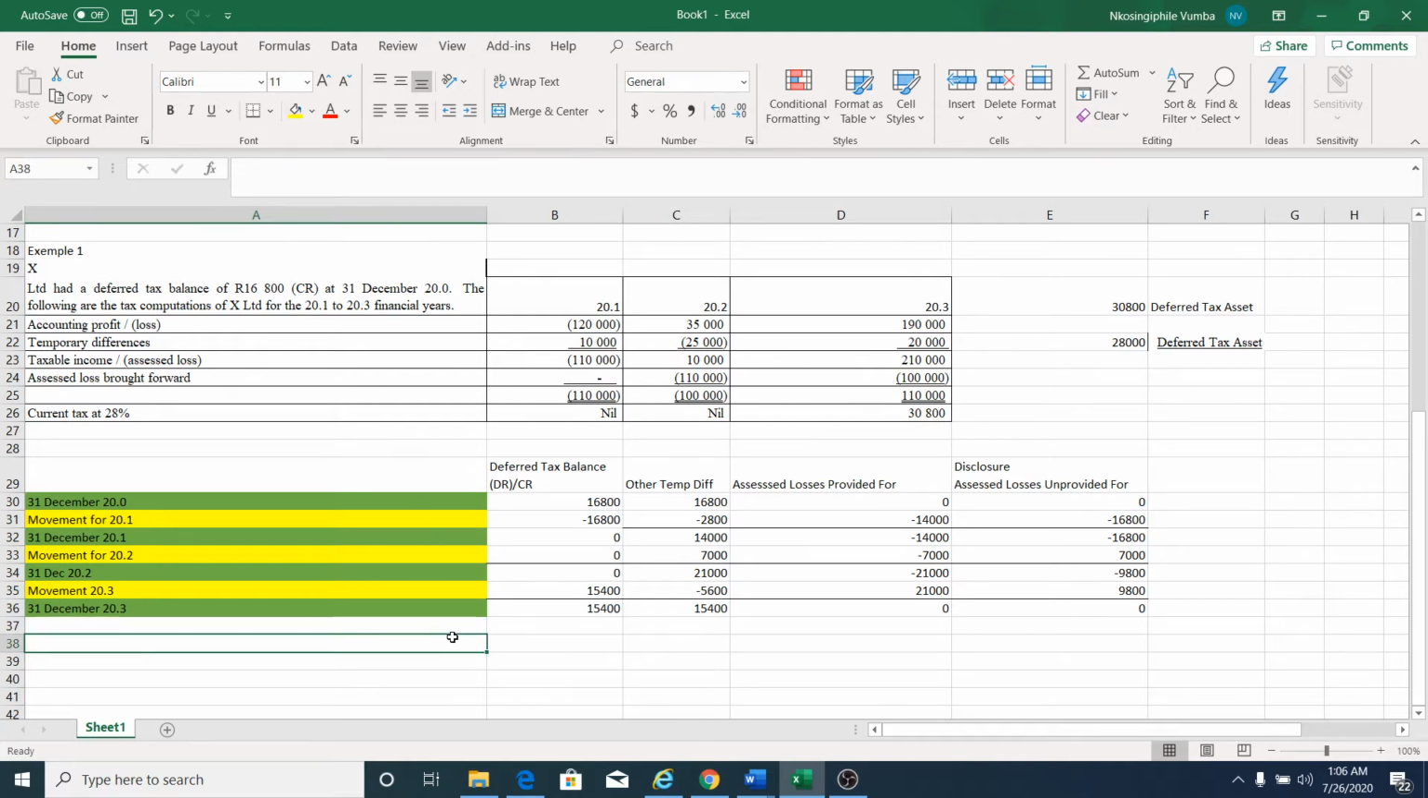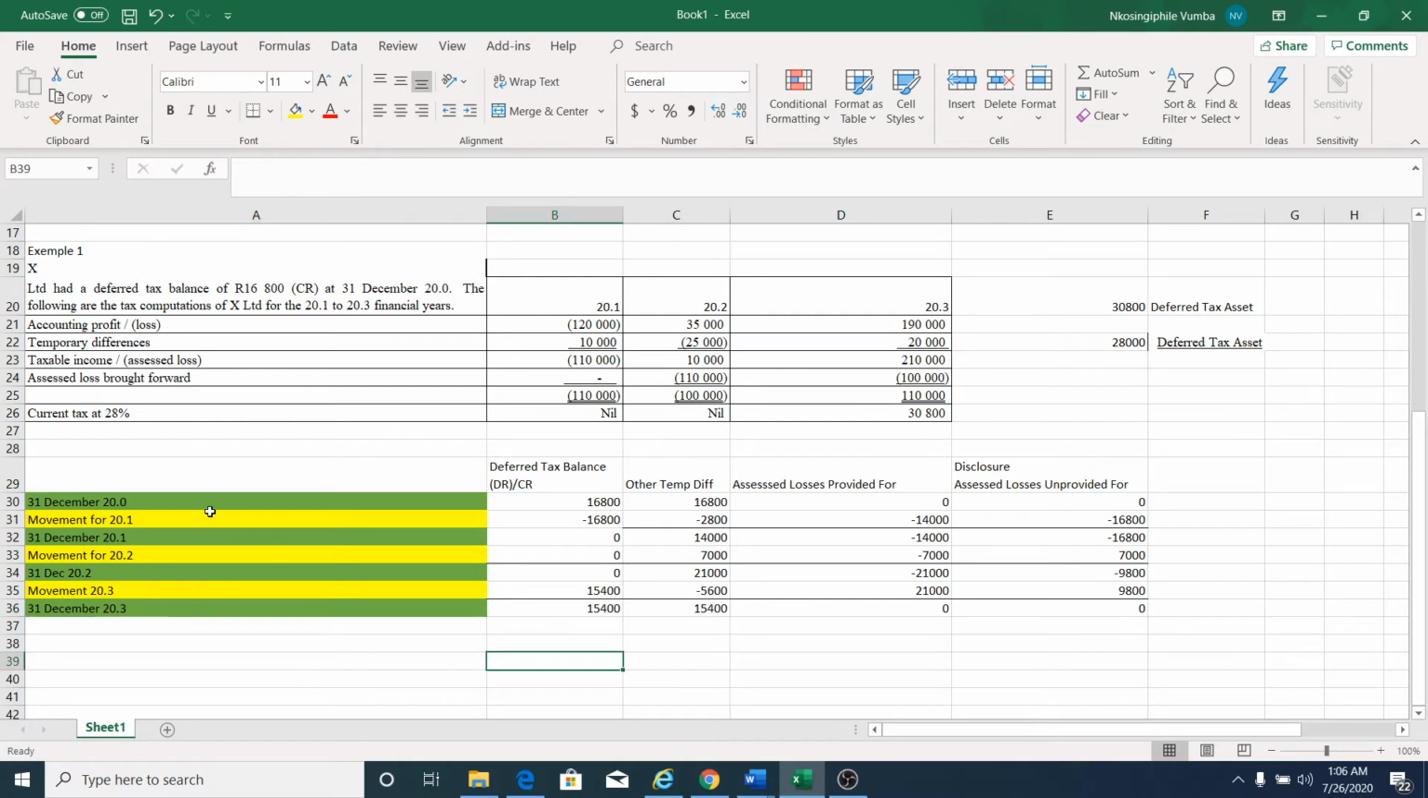Okay, cool. What this means is that for the year ended 20.0, you disclose a deferred tax liability of 16.8. For the year ended 20.1, you disclose a deferred tax liability or asset of 0. For 20.2, same thing, you have no deferred tax asset or liability. And then now comes 20.3. In your financial statements balance sheet, you need to have a deferred tax liability of 15.4. This is what these balances mean.